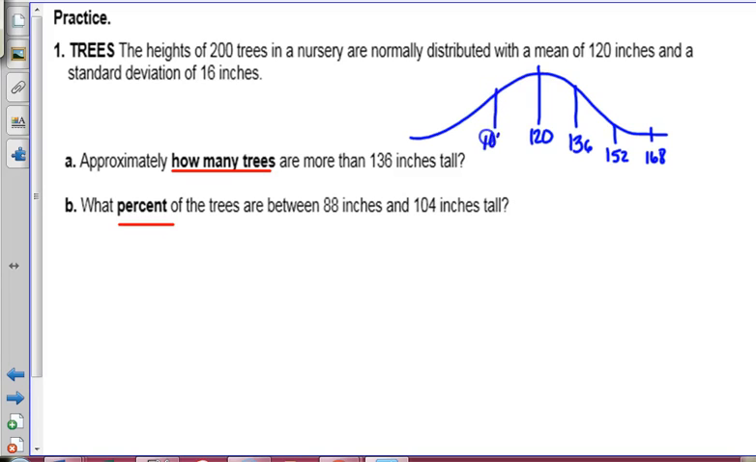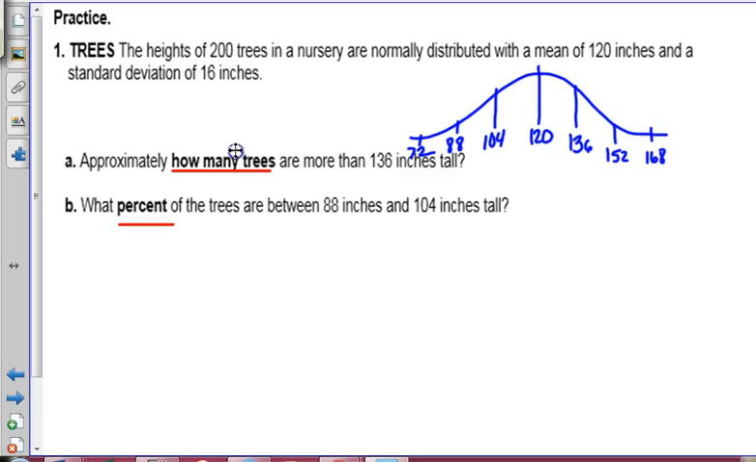16 less would be 104. Oh, I don't do subtracting well. 88? These are probably wrong. Somebody fix me. 72? How did I do? Okay. I think when you're just learning this, I know a bunch of you have AP stats already, but when you're just learning this, drawing that out really helps you to understand the process.